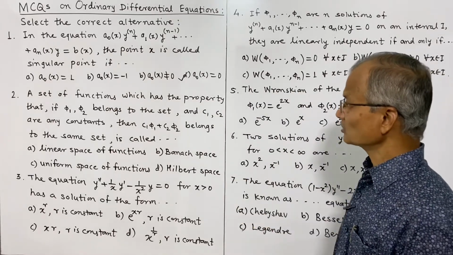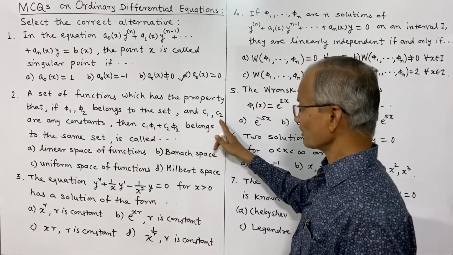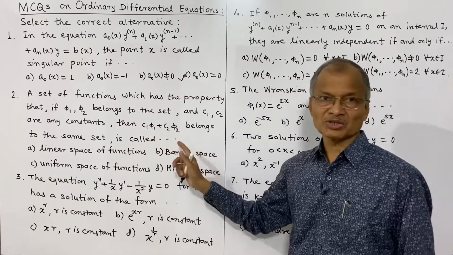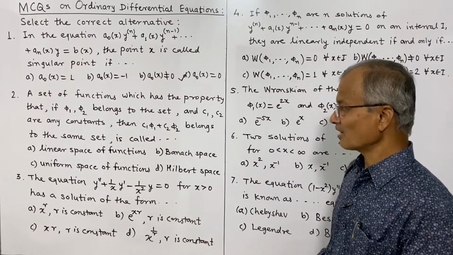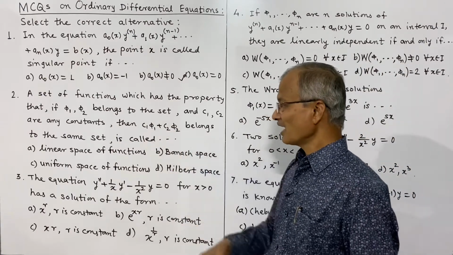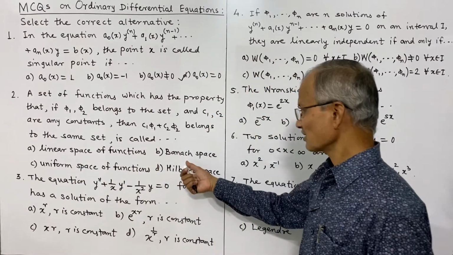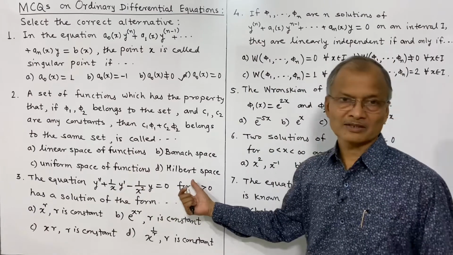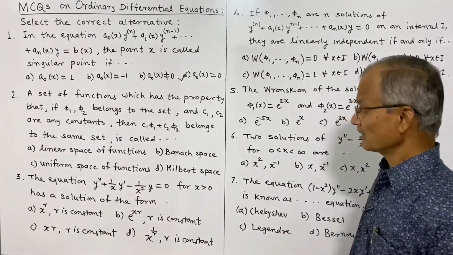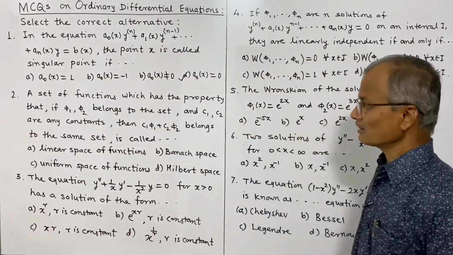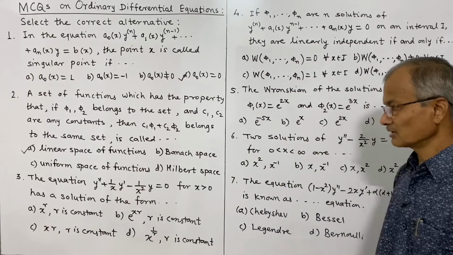The next question is, a set of functions which has the property that if phi1 and phi2 belong to the set and c1, c2 are any constants, then the linear combination c1 phi1 plus c2 phi2 belongs to the same set. This type of set is called what? The alternatives are linear space of functions, Banach space, uniform space of functions, Hilbert space. Just as in linear algebra we have seen the linear span of a vector space, here the linear combination of functions gives a linear space. So linear space of functions is the correct alternative.